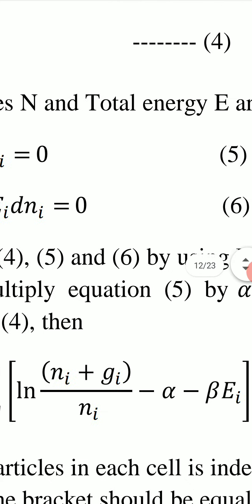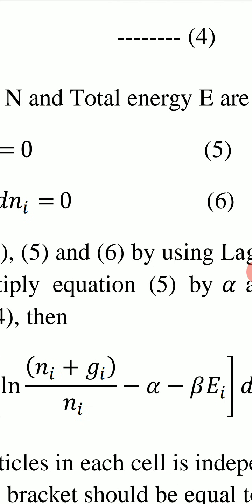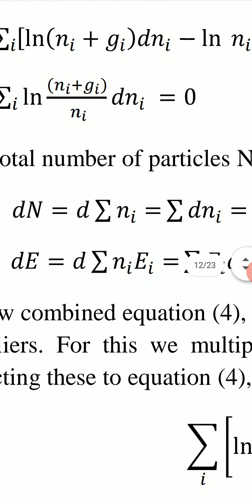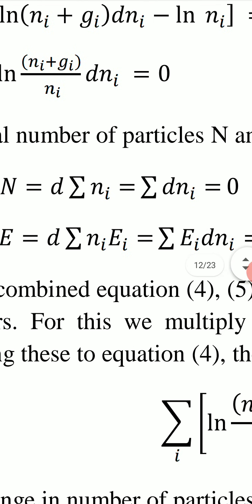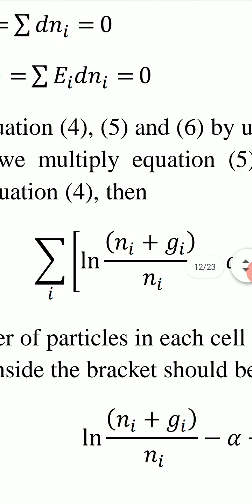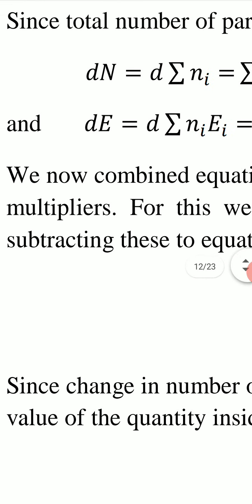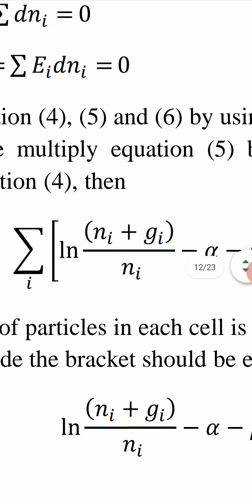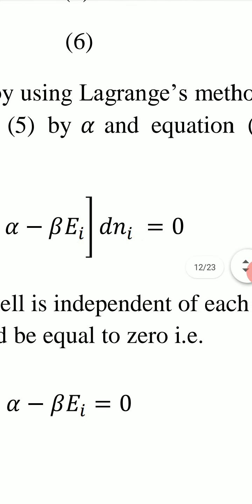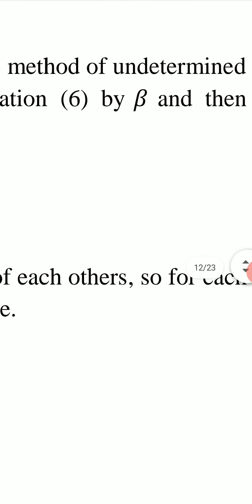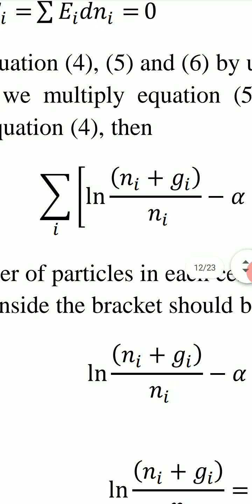Now we combine these three equations, equations 4, 5 and 6, by Lagrange's method of undetermined multipliers.